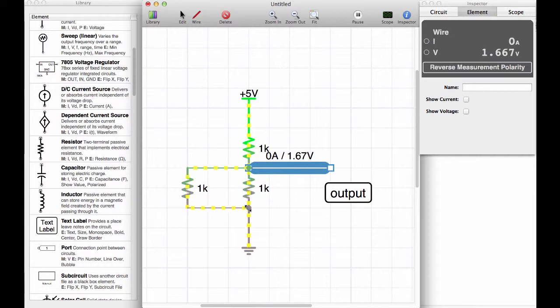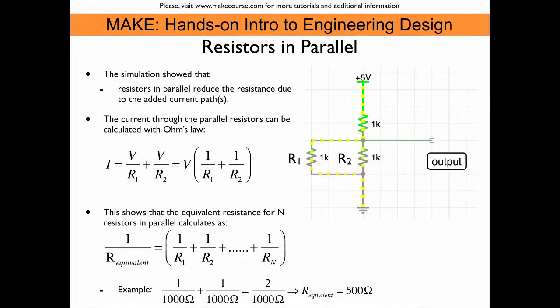Because down here they come back together, and what goes into ground is of course everything that came from the top here. So this is essentially Kirchhoff's current law, which says that in a node in a circuit, all the current that goes in must be equal to the current that goes out. So let's summarize. When we put resistors in parallel, then we essentially add additional current paths, and that results in a reduction of the total resistance.